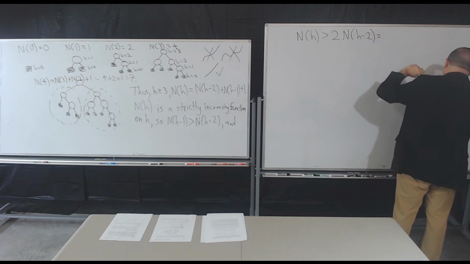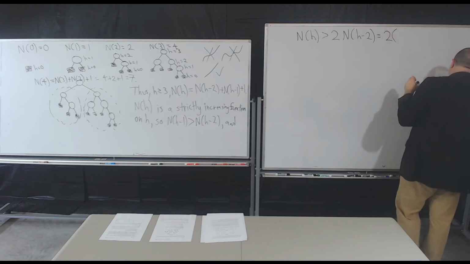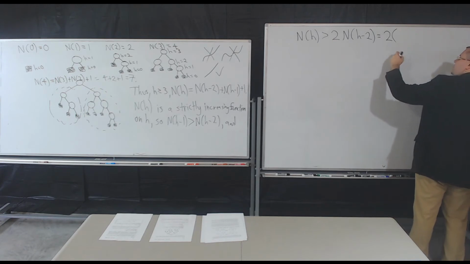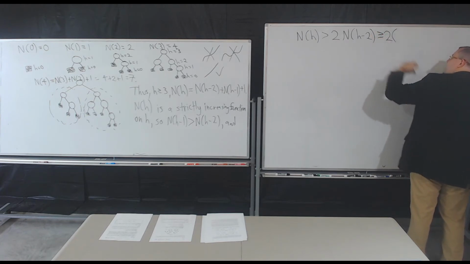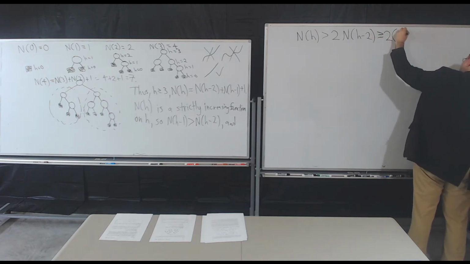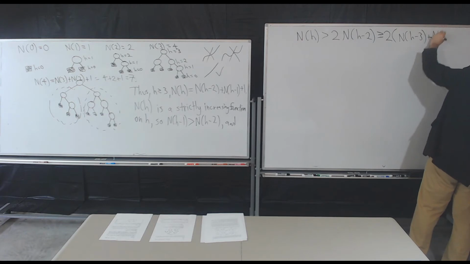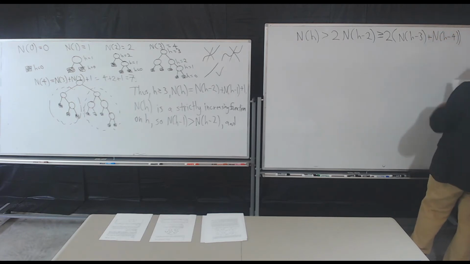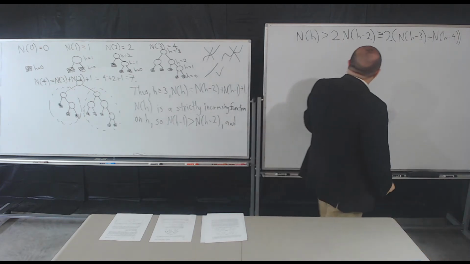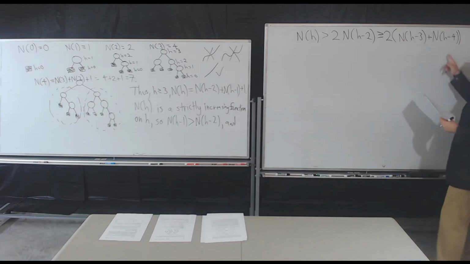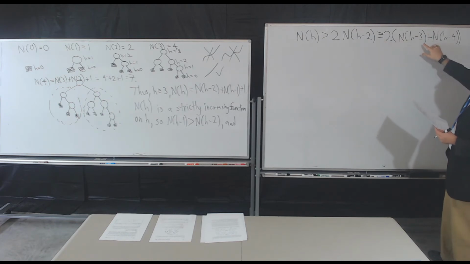So what is n of h minus 2? Well, it's going to be equal to, actually, sorry, let's make it so I'm going to use this. It's greater than or equal to 2 times n of h minus 3 plus n of h minus 4, right? So all I'm going to do is expand out what this is. And I'm just going to ignore the plus 1 again, because I don't really care about that. So technically this would be a strict inequality, but I'm not going to worry so much.